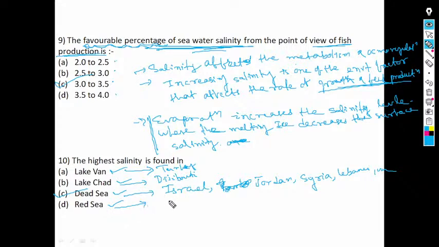Red Sea, when we say Red Sea, your Gulf of Suez, the Red Sea lies in between Africa and West Asia. Okay, so these are the particulars.